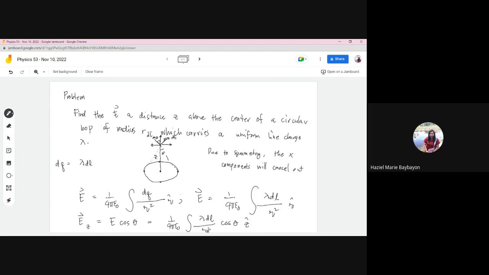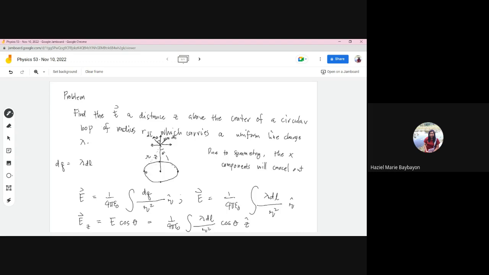Z-axis, okay? So, let us determine r squared and cosine theta. From the figure, we can see r squared. R is the distance from the source point towards the field point, and this one is your field point, okay?